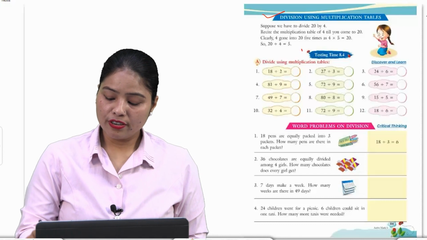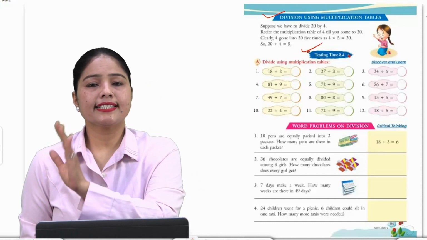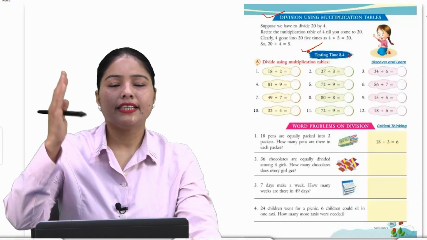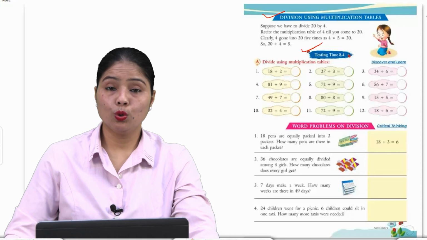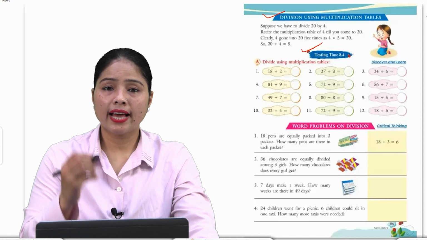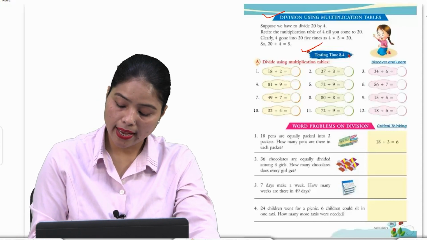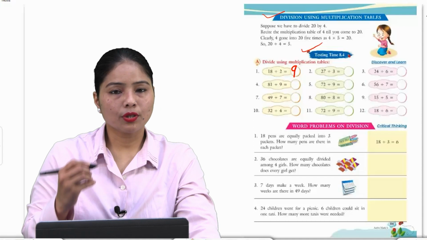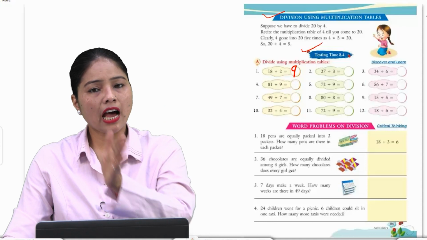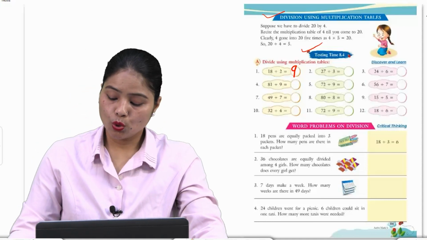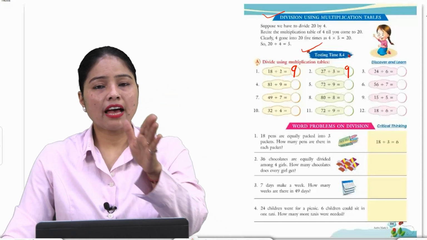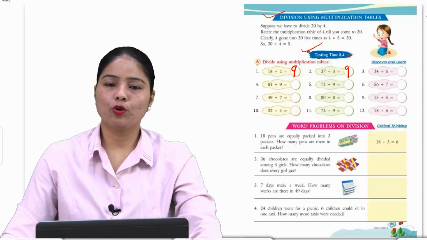So now move on to the next, which is Testing Time 8.4, beta. Divide using multiplication tables. 18 divided by 2. So 2 how many is 18? Okay, so we know that clearly, 2 9s are 18. Okay beta, similarly 27 divided by 3. So 3 how many is 27? So 3 9s are 27. Okay, this is how you have to fill in the other ones. Okay, I hope you understood.